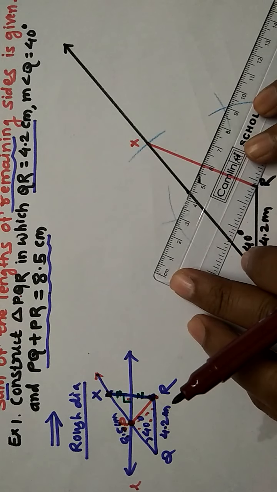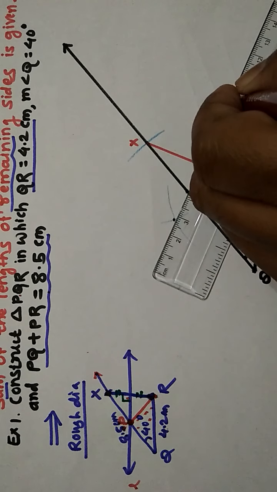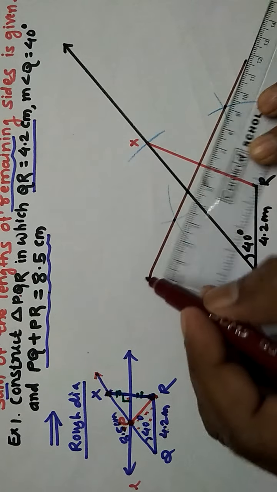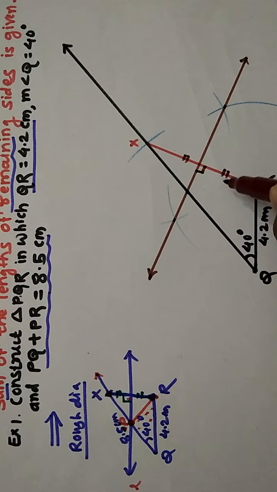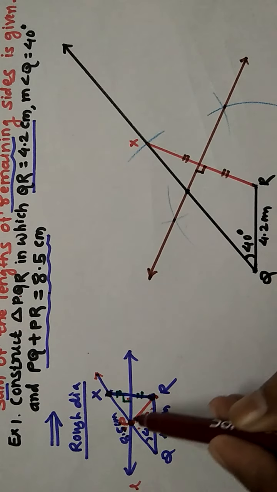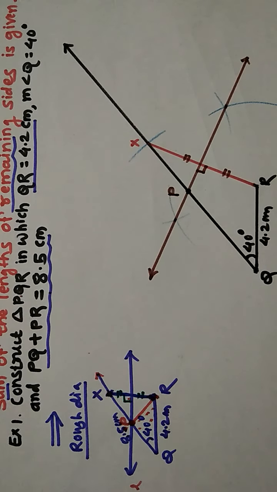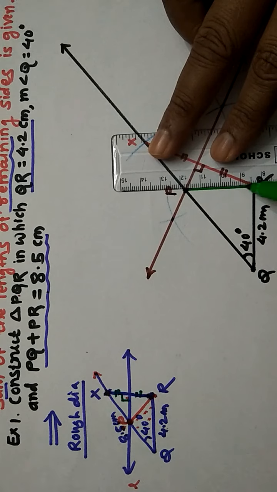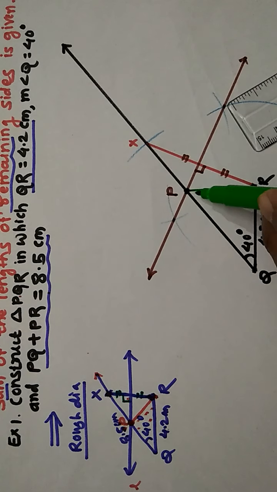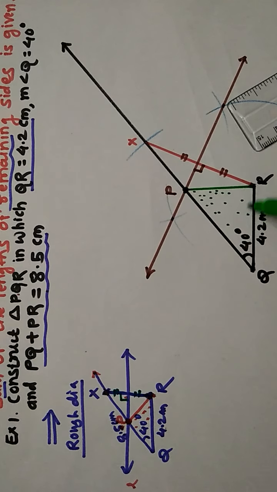See here, how can we draw? First check the line must be passing through these two intersecting points. Then we draw. Now this line is the perpendicular bisector of XR. Where this line intersects the ray, that point we denote as point P. Now join this point P and R. This is our required triangle. We shade here.